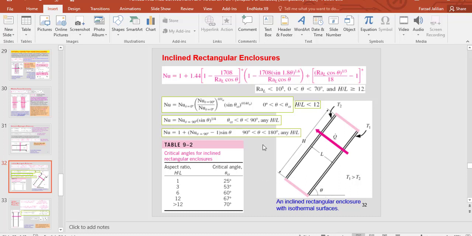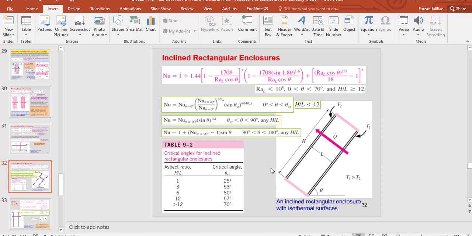And when this theta is between theta critical and 90 degrees, for example, when H divided by L is 1 and theta is, for example, 30 degrees, then we should use this equation. Nusselt number is equal to the Nusselt number for the enclosure when theta is 90 degrees, or vertical enclosure, times sine theta to the power of 1 divided by 4.